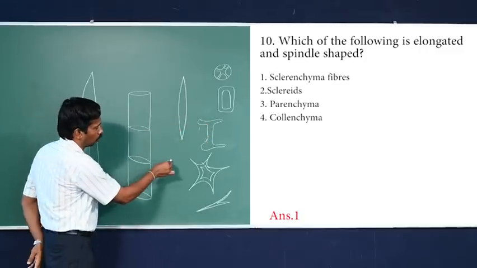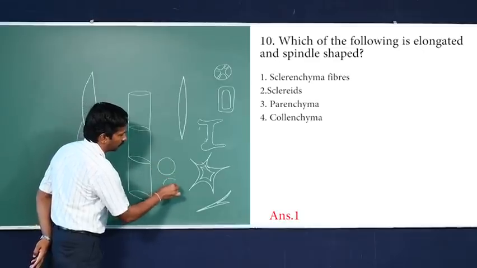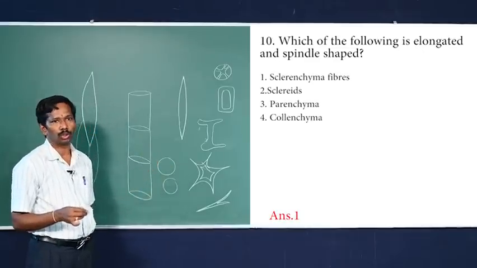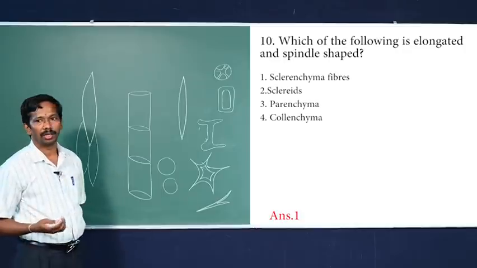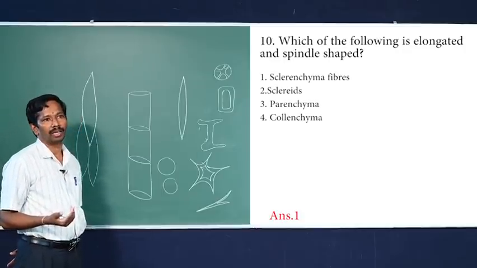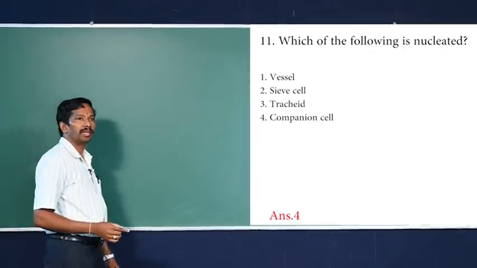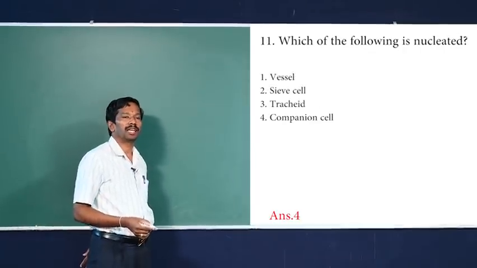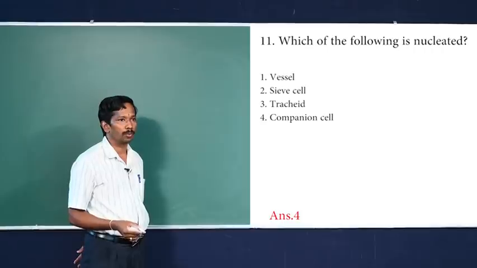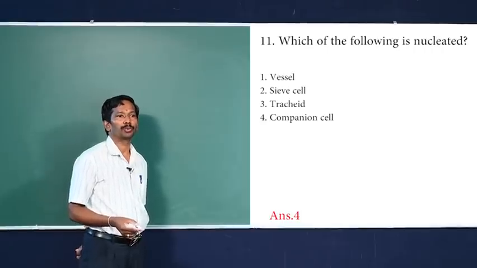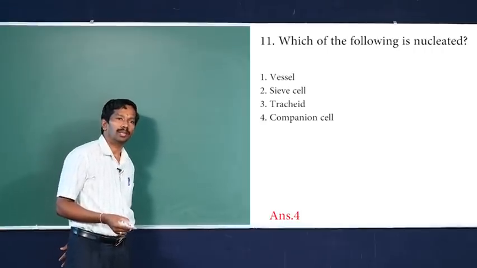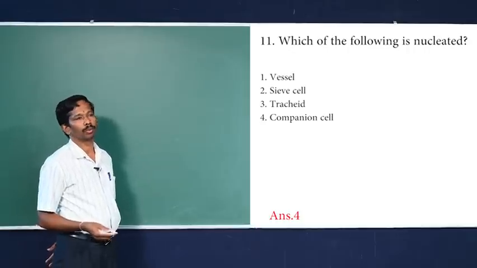Parenchyma is normally oval or elliptical in shape, with some elongated structures also, and collenchyma, as mentioned earlier, is also oval elliptical in shape. So answer 1 for question number 10. Which of the following is nucleated? First option is vessel, second option is sieve cell, third option is tracheid, and fourth option is companion cell. So the answer is option 4.